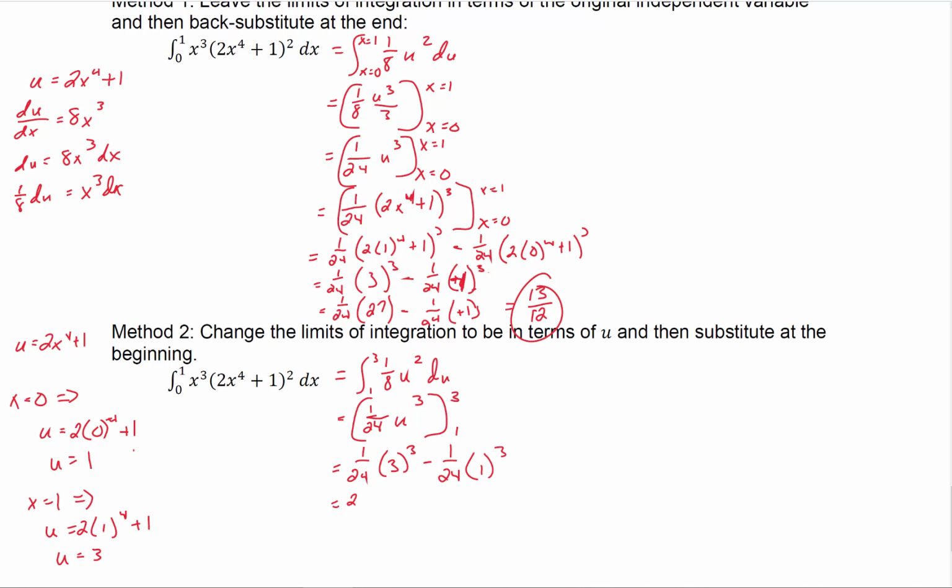And so we get our 27/24 minus our 1/24, which gives us the 13/12. So you should get the same answer regardless of which method you use. Typically, you're going to see me change the limits of integration to be in terms of u at the same time that I'm doing my substitution. It just works out a lot cleaner that way.